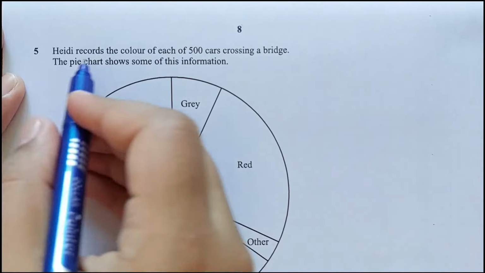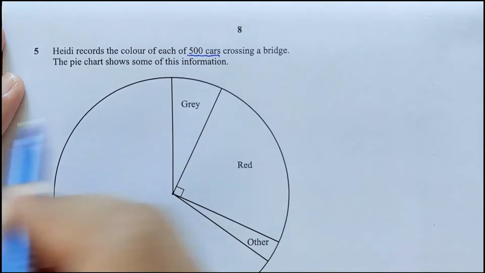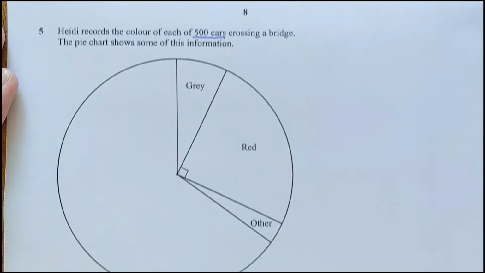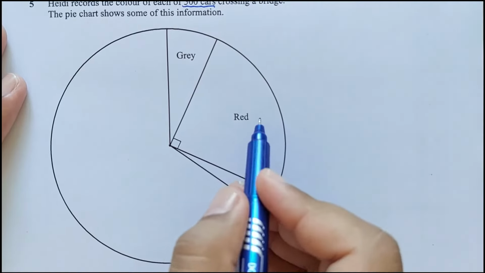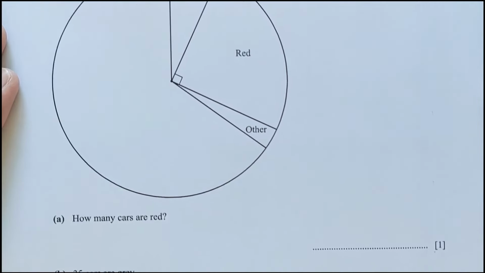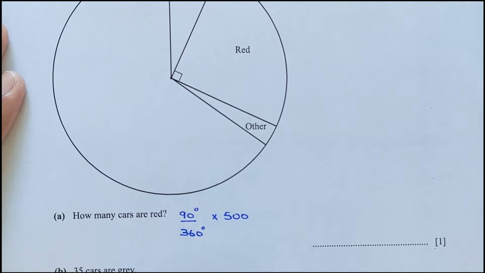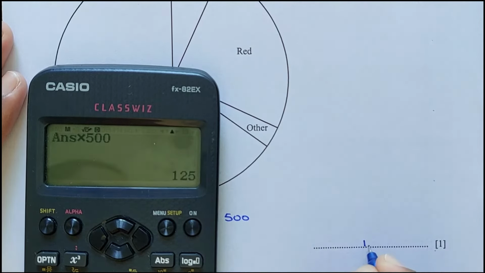Question number 5. It records the color of each of 500 cars crossing a bridge. The pie chart shows some of this information: gray, red, and others. Part A, how many cars are red? The red sector we have been given is 90. So 90 out of the total pie chart of 360 degrees, multiplied by 500, the total cars. 90 over 360 times 500. So 125 cars are red.